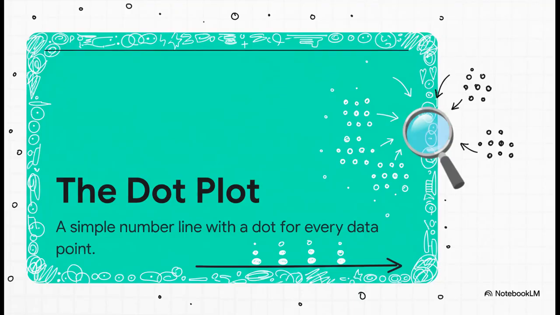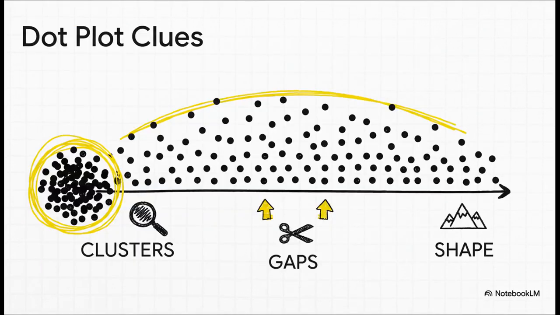First up, we've got the dot plot. I want you to think of this as the trusty magnifying glass in our toolkit. It's super simple, really direct, and honestly, it's incredibly effective. All you do is draw a number line, and then you just place a dot above the line for every single piece of data you have. That's it. And bam! Just like that, the story starts to pop out at you.